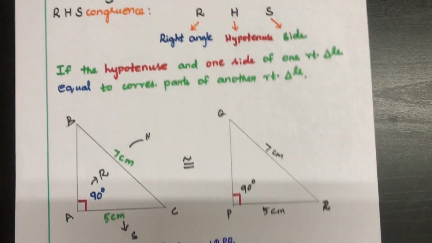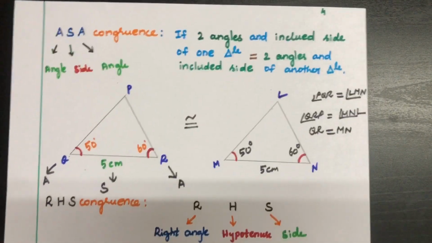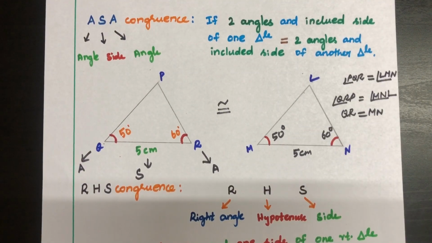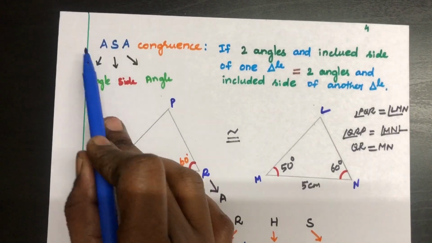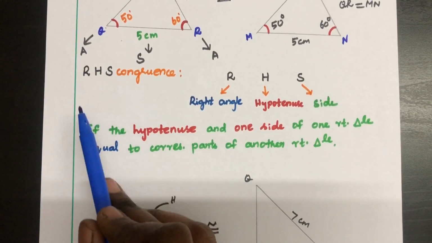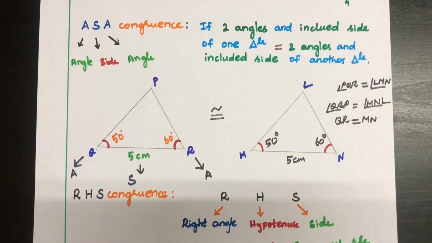So these are all the congruences of triangles. What congruences have we seen? Triple S congruence, side side side. SAS congruence, side angle side. ASA congruence, angle side angle. And RHS congruence, right angle, hypotenuse and side. Easy, right? All the congruences are easy, right? Thank you.